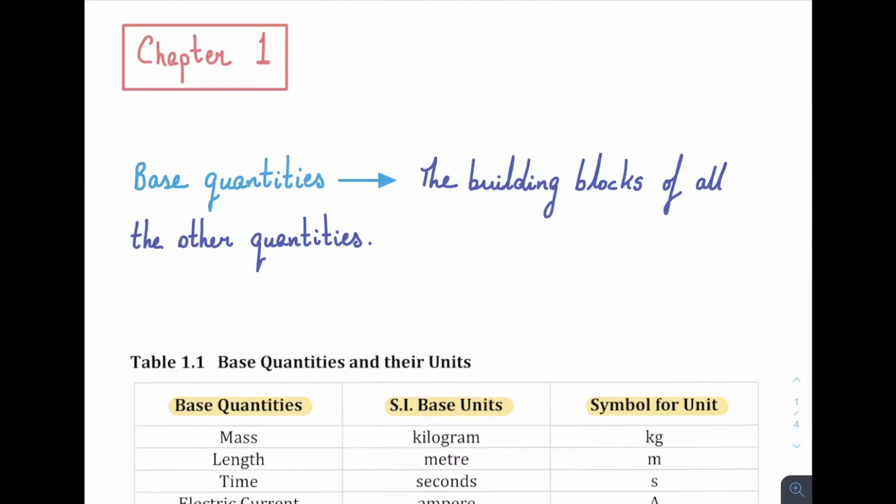We are going to start this course with Chapter 1 from your Physics Intermediate textbook. We will start with something very fundamental to this subject, mainly quantities and units. There are those called base quantities, since these are the building blocks of all the other quantities. In other words, all the other quantities are derived from the basic ones and are hence called derived quantities.